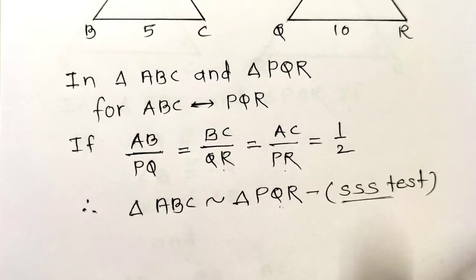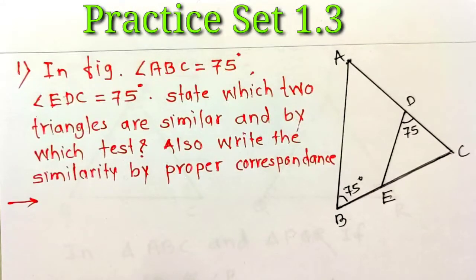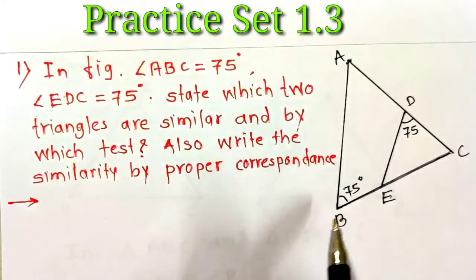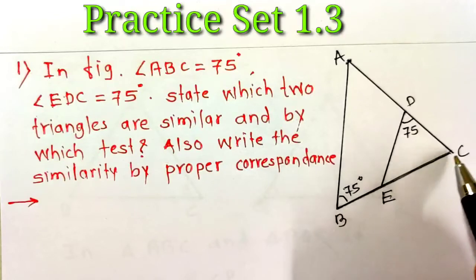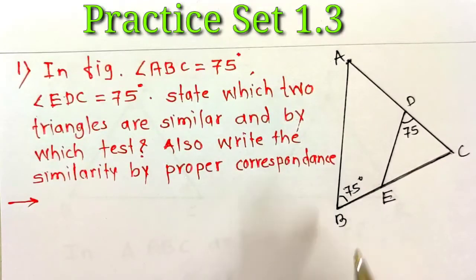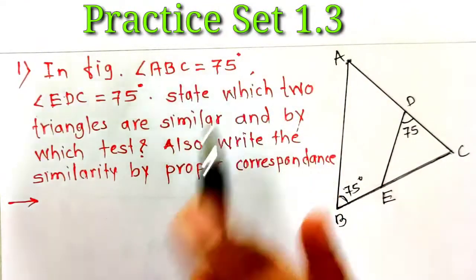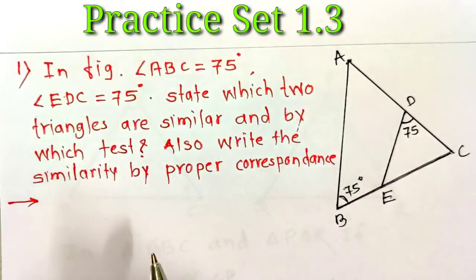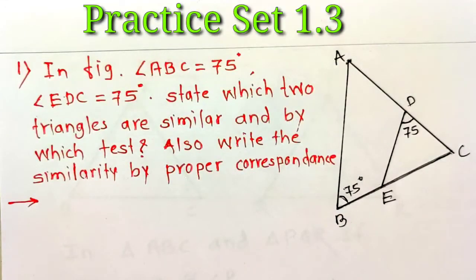So let us see practice set 1.3. Here it is the first sum from practice set 1.3. If we observe that figure in this triangle ABC, D is one of the points on side AC and E is one of the points on side BC. Then what is given? Angle ABC is 75 degrees. And angle EDC is given 75 degrees. Then state which two triangles are similar and by which test.